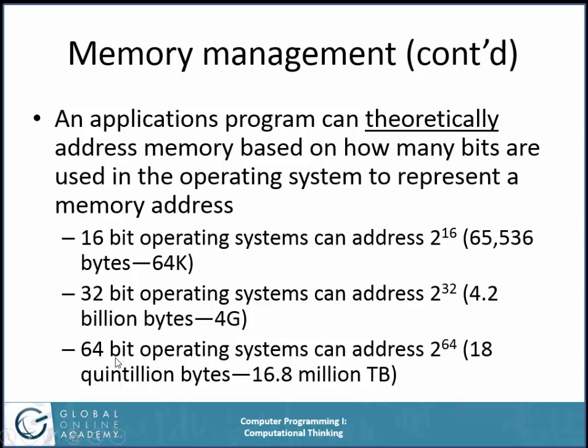Well, what happens if you have a 64-bit operating system? Now you can get 2 to the 64, 64 ones or zeros. And if you put all ones and figure it out, that's 18 quintillion bytes, about 16.8 million terabytes. A lot of memory. So far, nobody's used up that much, but it's only a matter of time.